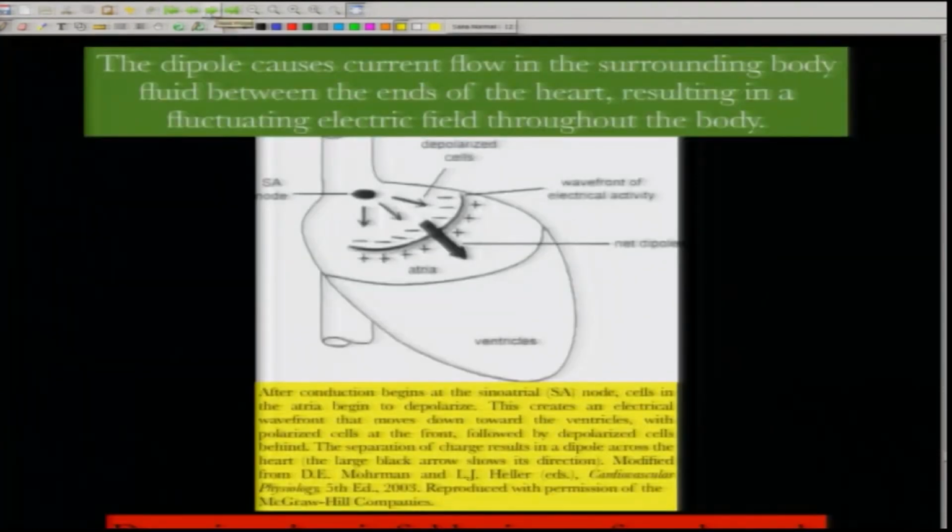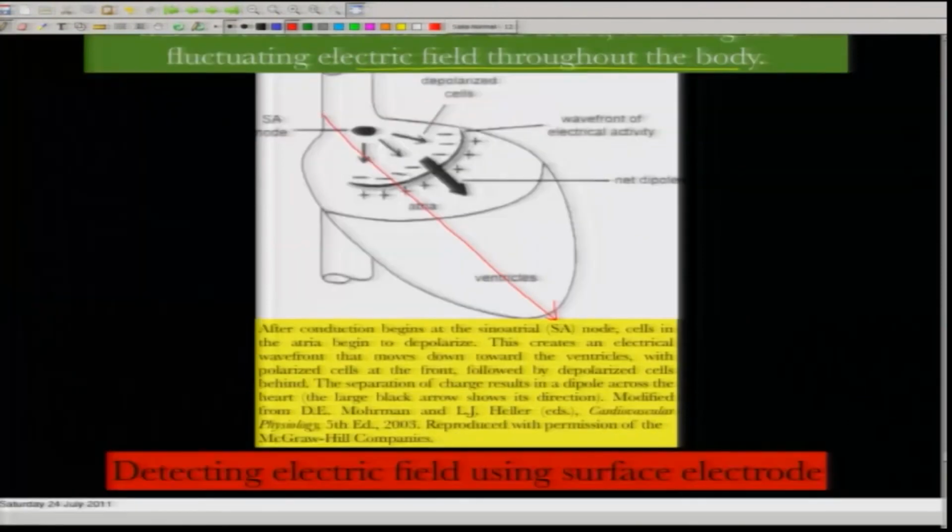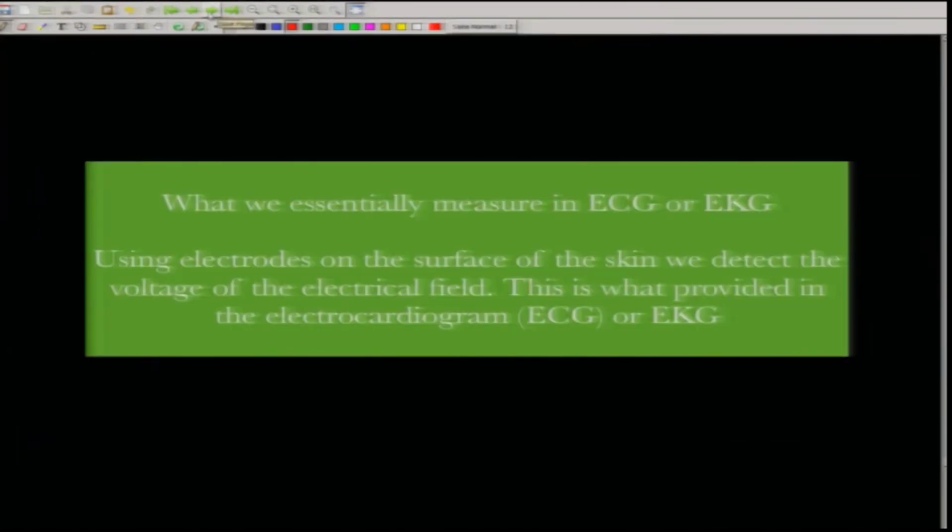So, now this is what I was trying to tell you. It is almost like the dipole causes current flow in the surrounding body fluid between the ends of the heart, resulting in a fluctuating electric field throughout the body, and this is very important. That fluctuating electric field travels like this: positive, positive, positive, negative, negative, negative, and so on, and we detect the electric field using surface electrodes. Okay. This is how this whole ECG thing happens. What we essentially measure in the ECG or EKG, using electrodes on the surface of the skin, is the voltage of the electric field.